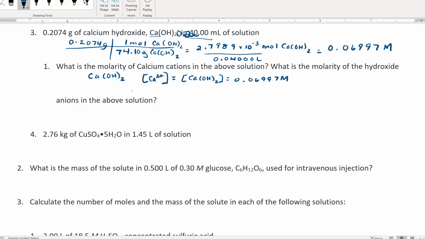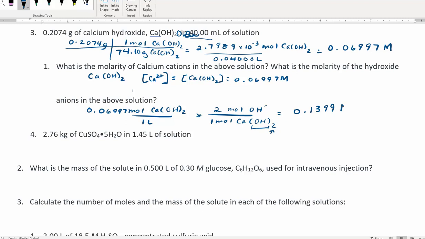What is the molarity of the hydroxide anions? Well, this time we have a small calculation to do. The concentration of our calcium hydroxide is 0.06997 moles, and I'm going to write this out on purpose, of calcium hydroxide per 1 liter. Now, in 1 mole of calcium hydroxide, there are 2 moles of hydroxide ions, and I find that right here with my subscript. So I multiply this value by 2 in order to get the concentration of the hydroxide.